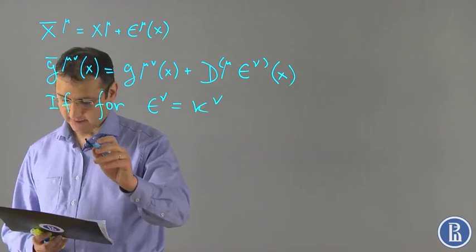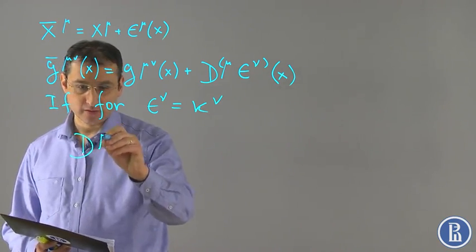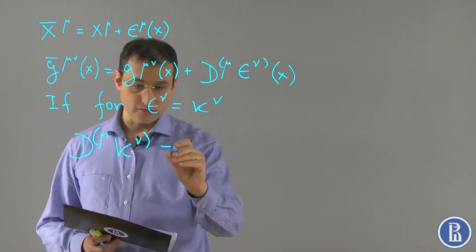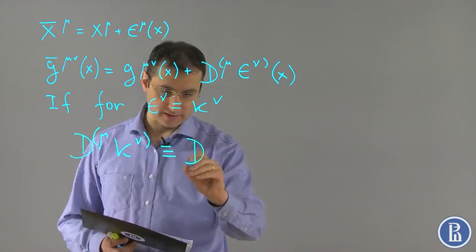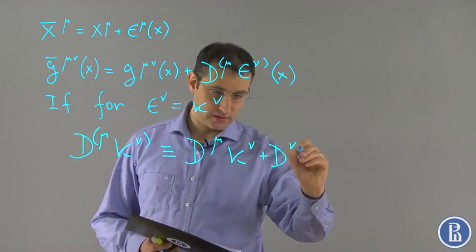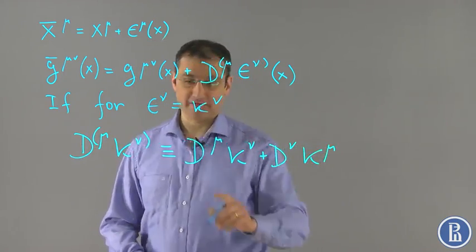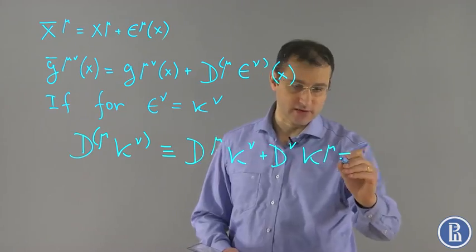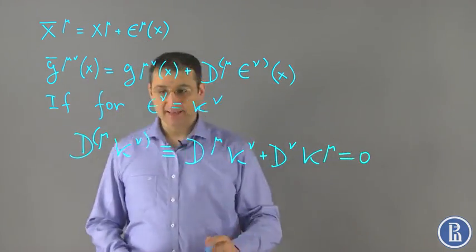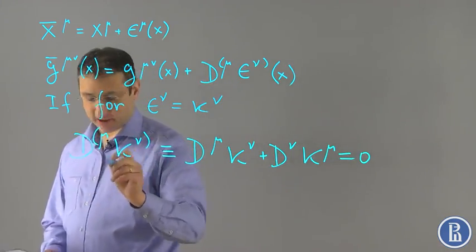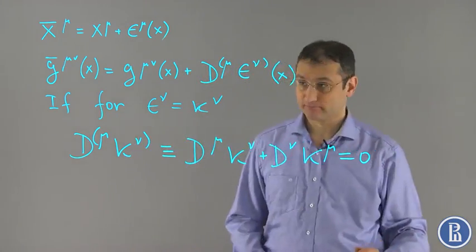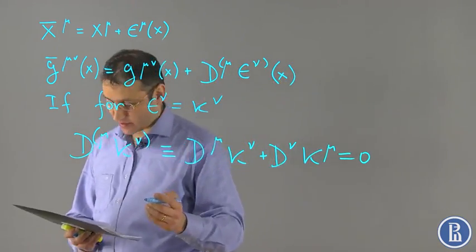It means that the symmetrized derivative, which by definition is d mu k nu plus d nu k mu, vanishes. So if k mu is such that this is equal to 0, then the metric doesn't change. And such a k is called a Killing vector.